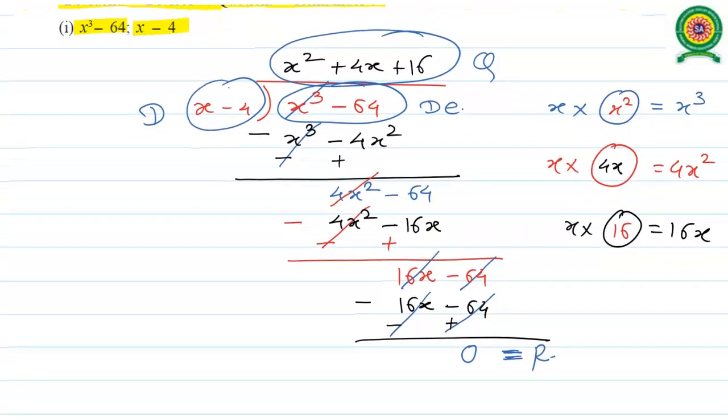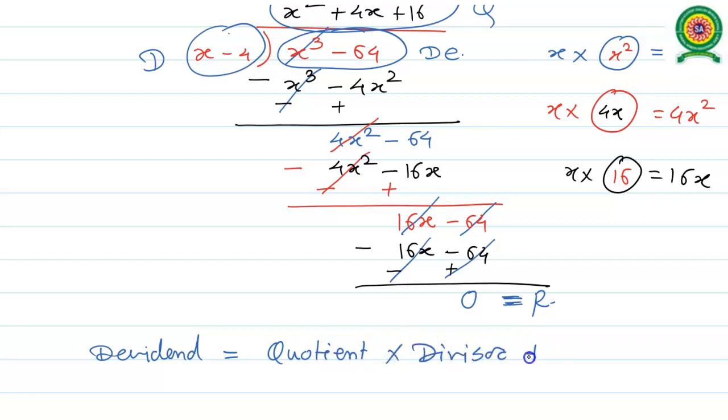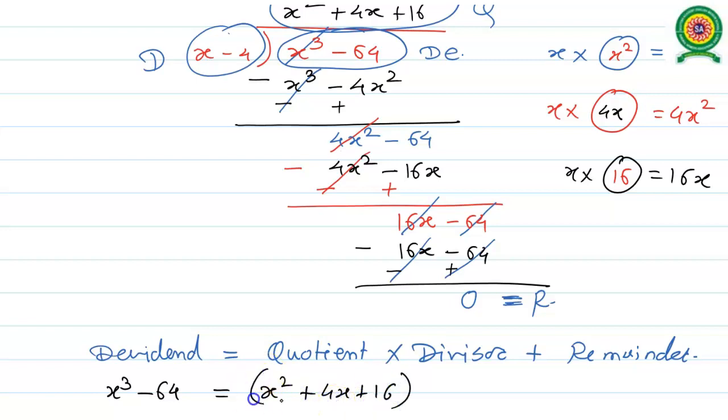Now we have to write our answer in the form dividend equals quotient into divisor plus remainder. So now we have our dividend of the form x cube minus 64. That is equal to the quotient, the upper part of the given division, x square plus 4x plus 16. Then into divisor, the divisor is x minus 4, and remainder is 0.